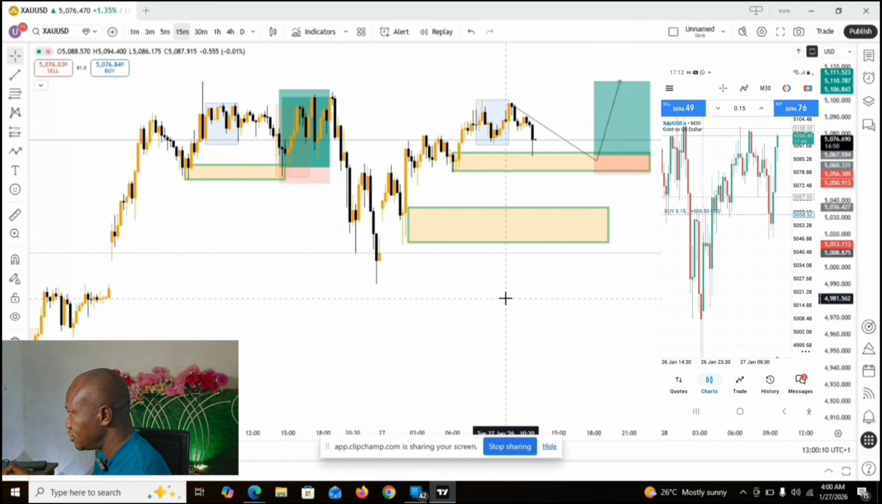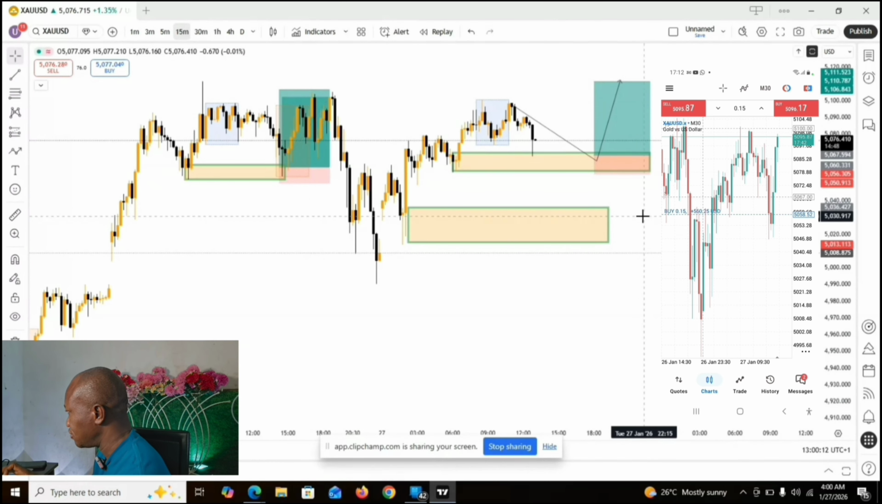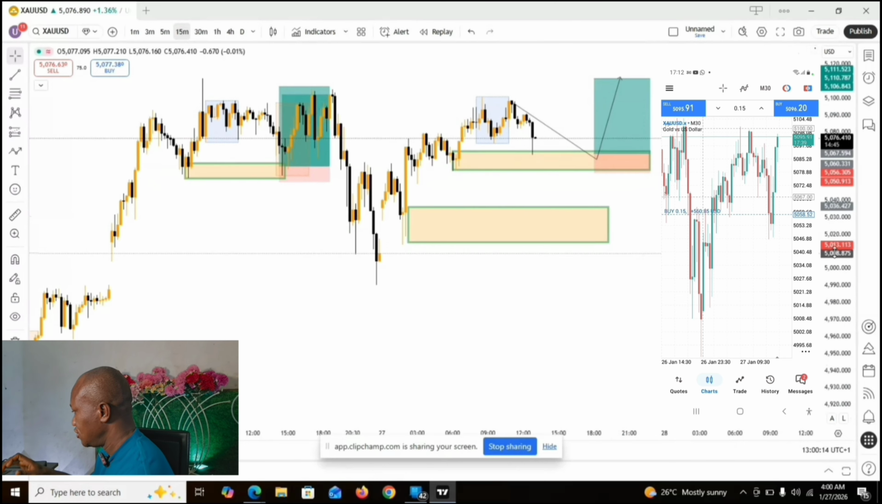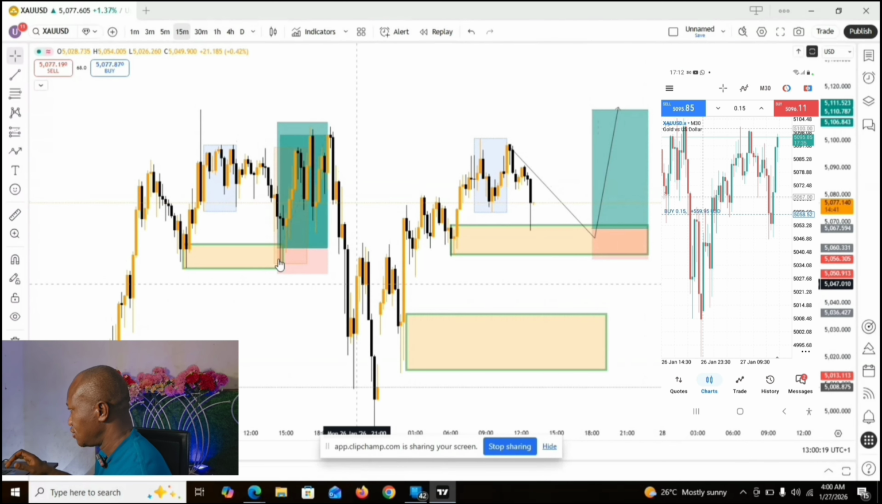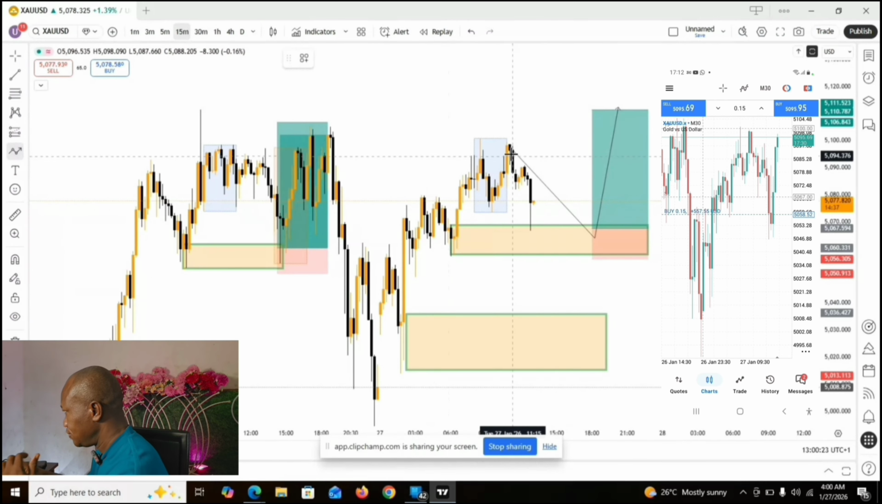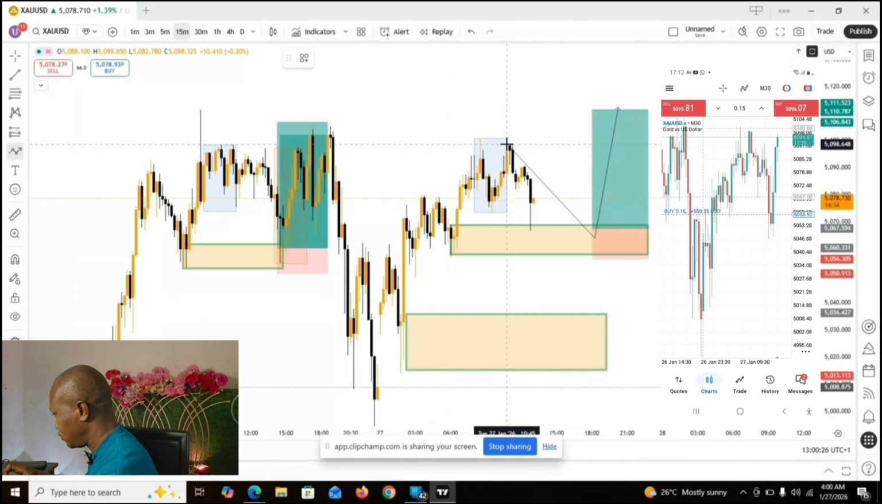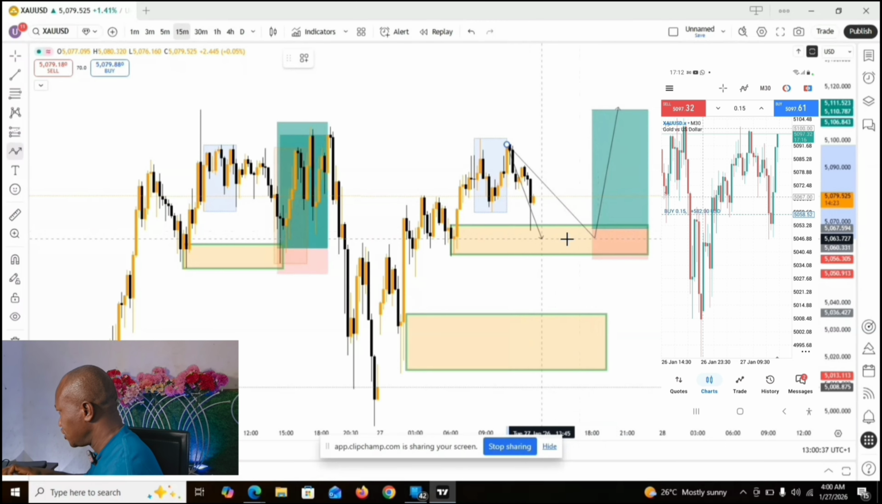Okay, this is the 15 minutes time frame on gold, and I have a pending order. Let me zoom in so that you guys will see clearly what I'm doing. Okay, very clear now, right? You can see I have a pending order here at this zone, and another pending order here at this zone. Price has come and tapped immediately. Immediately price tapped into this zone, price started moving away from this zone.